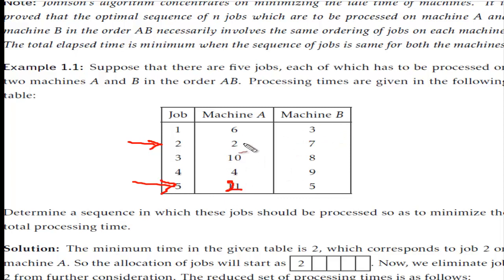Because they are same, it's your choice, whatever you want to select. This is the one scenario. The second scenario will be that this tie is not between this, it is between these guys.